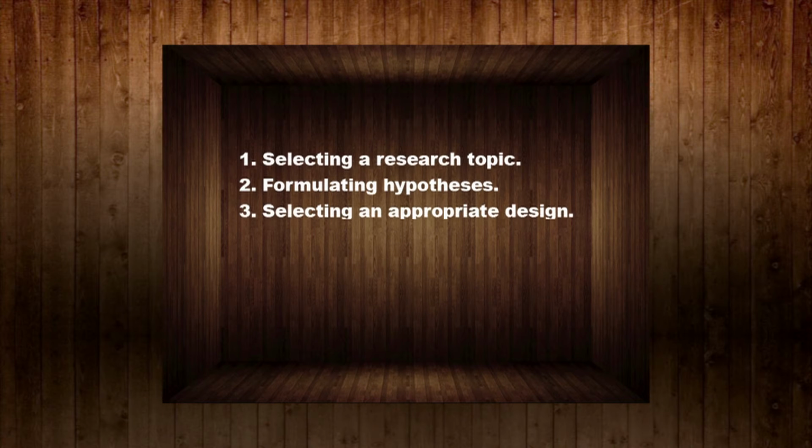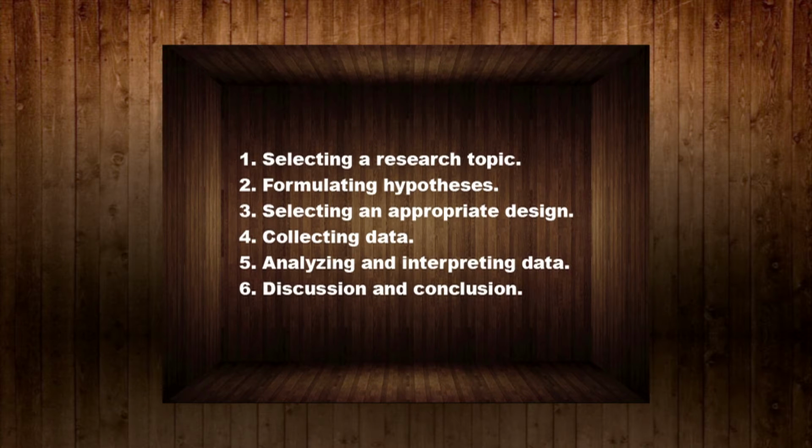The layout or the design of the experimental method is as follows. Number one, selecting a research topic. Number two, formulating hypotheses. Number three, selecting an appropriate design. Number four, collecting data. Number five, analyzing and interpreting data. Number six, discussion and conclusion.